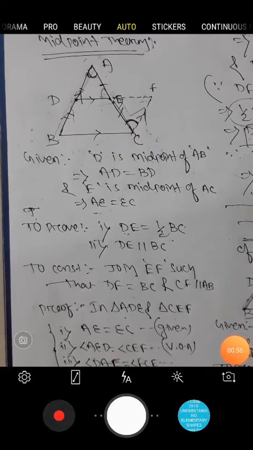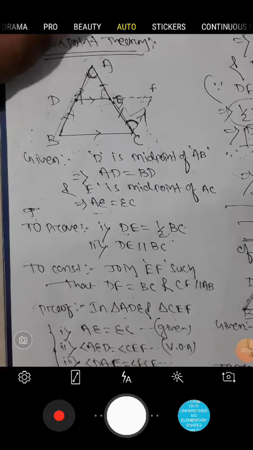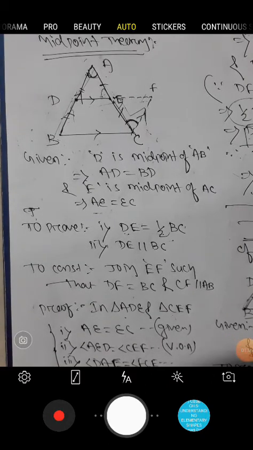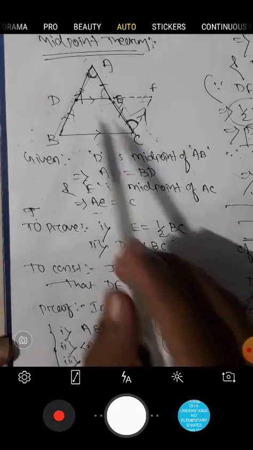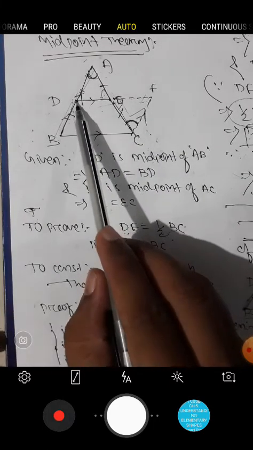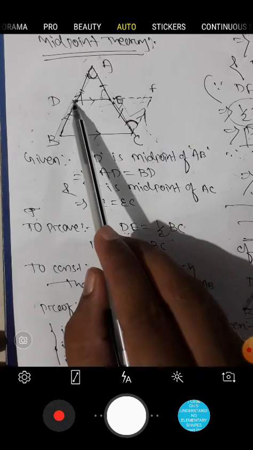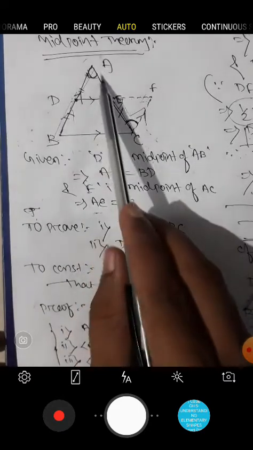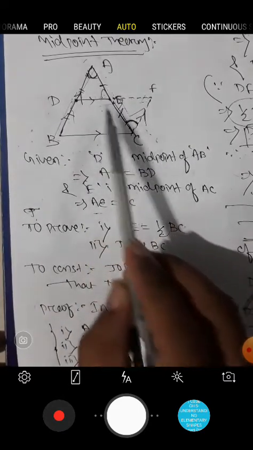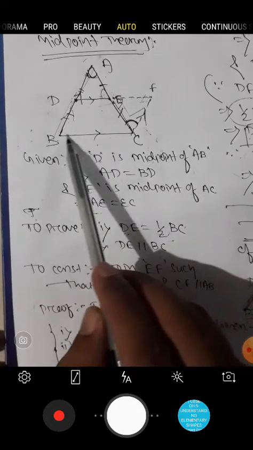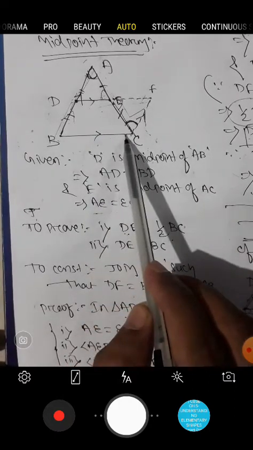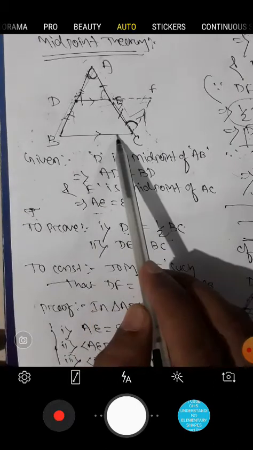Here we go, children, with the midpoint theorem. The midpoint theorem states that a line segment joining the midpoints of two sides is equal to half of the third side and also parallel to the third side.